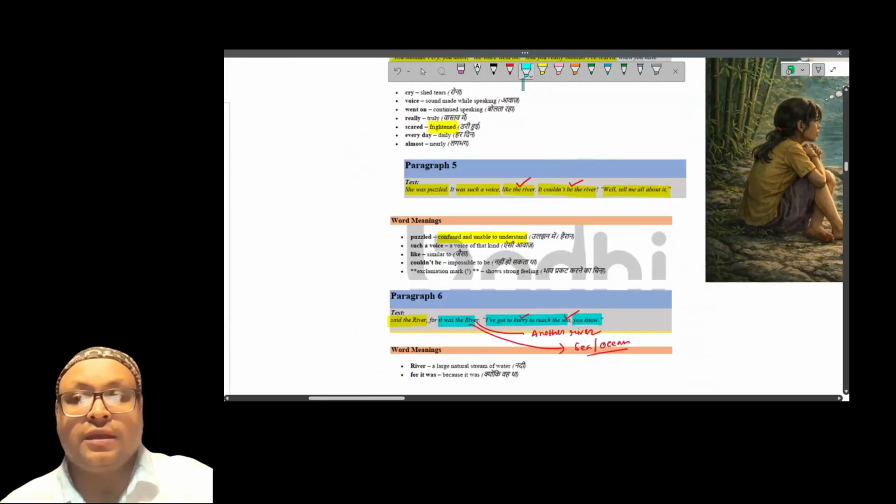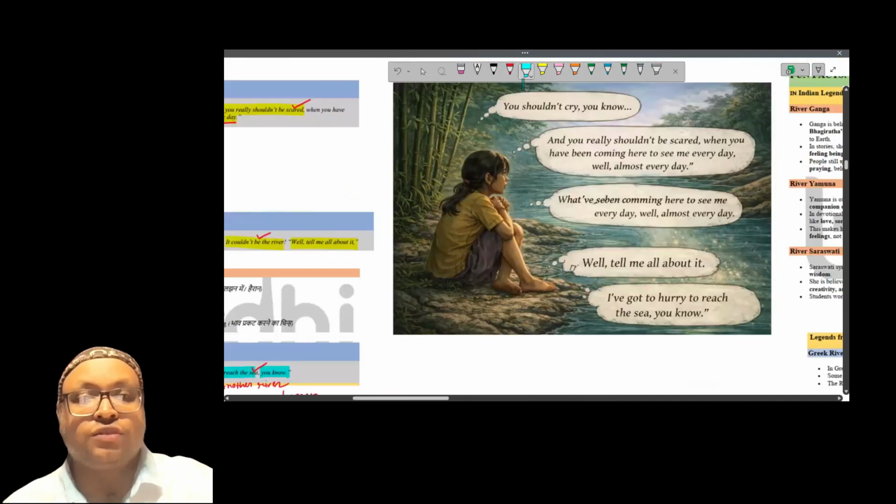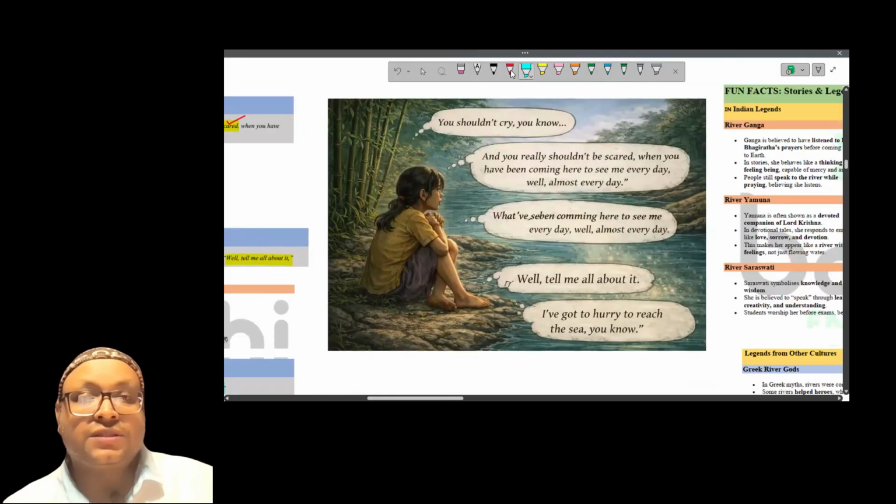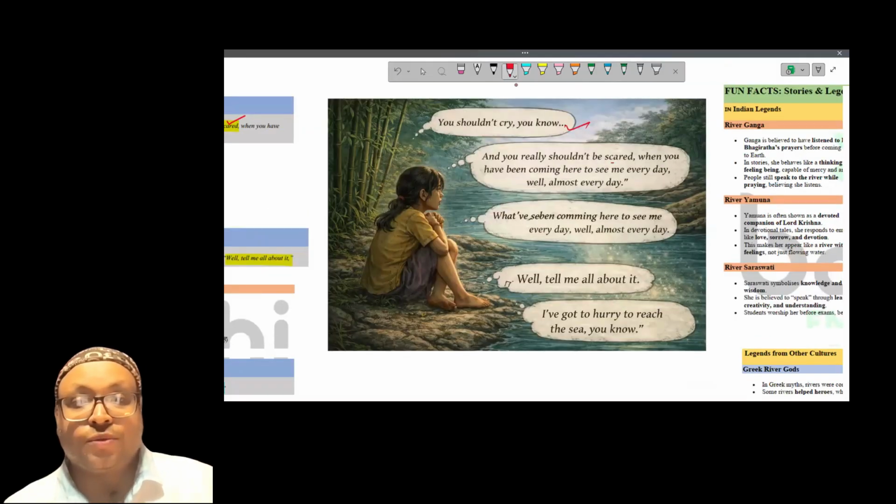Let us see what the image is trying to tell us. The river was telling, you should not cry, you should not be scared because you come here every day. And then Jahnavi said, tell me about it. Then the river said, actually, I have got to reach the sea.